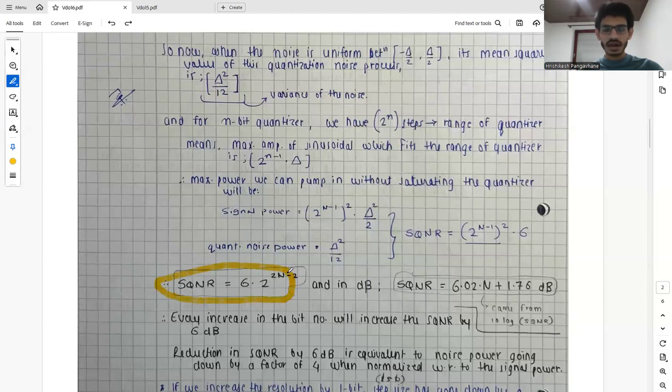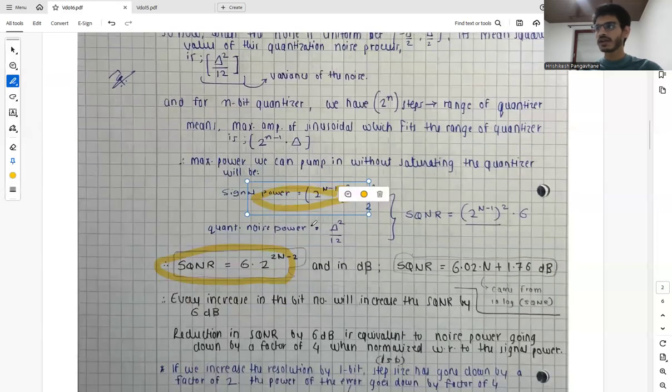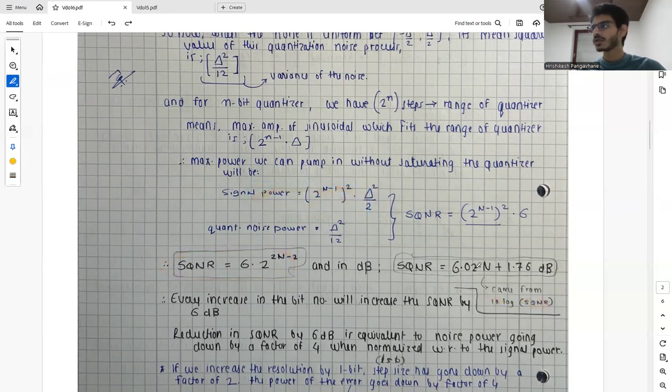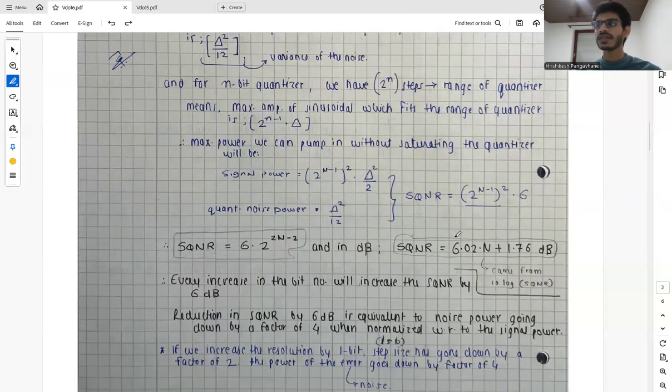So this is the SQNR, and when we talk about noise we always talk in dBs. So we convert this into dB. We have 20 log of the magnitude of this, but we are taking a ratio of powers. Therefore it is 10 log of the SQNR, because we are taking the ratio itself. So it's not 20 log SQNR, it's 10 log SQNR, which comes out to be 6.02 times n plus 1.76 dB. So every increase in the bit number will increase the SQNR by 6 dB.